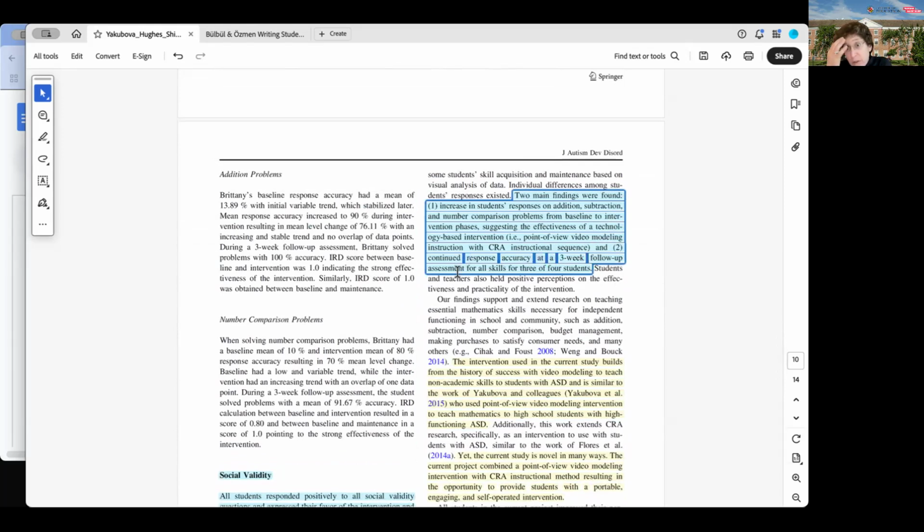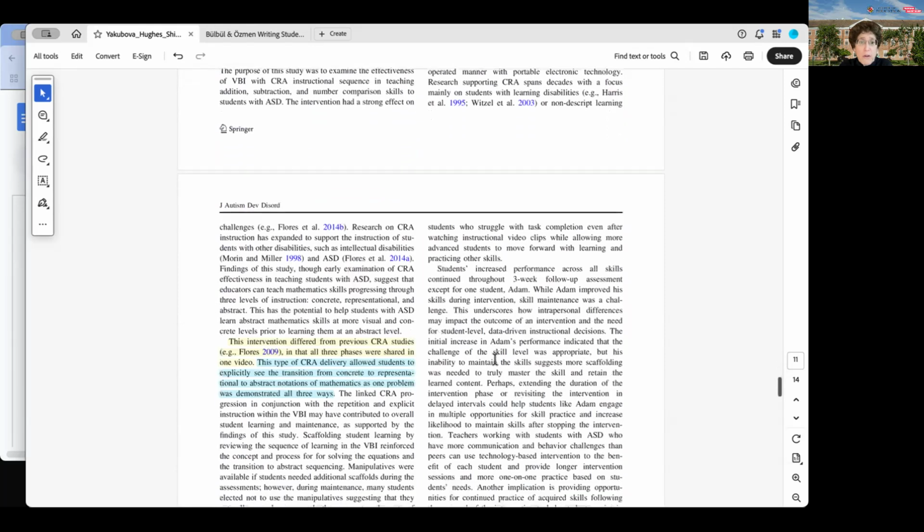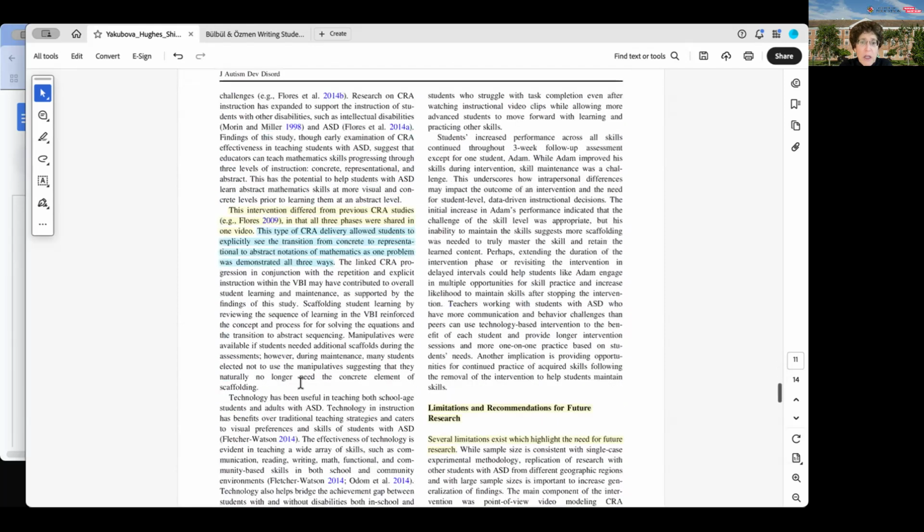First, there were increases in students' responses on addition, subtraction, and number comparison problems from baseline to intervention, suggesting the effectiveness of the technology-based intervention, which was point of view video modeling instruction with CRA and structural sequence, and continued response accuracy at a 3-week follow-up assessment for all skills for 3 of 4 students. Okay, so much to notice here.